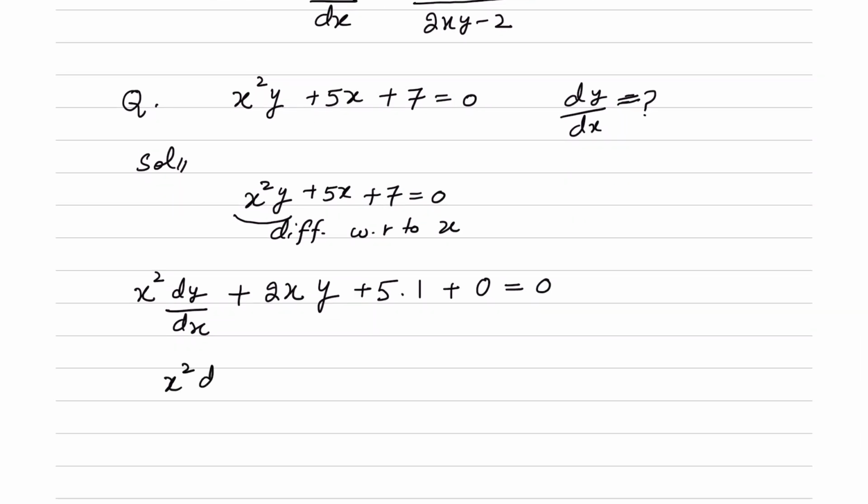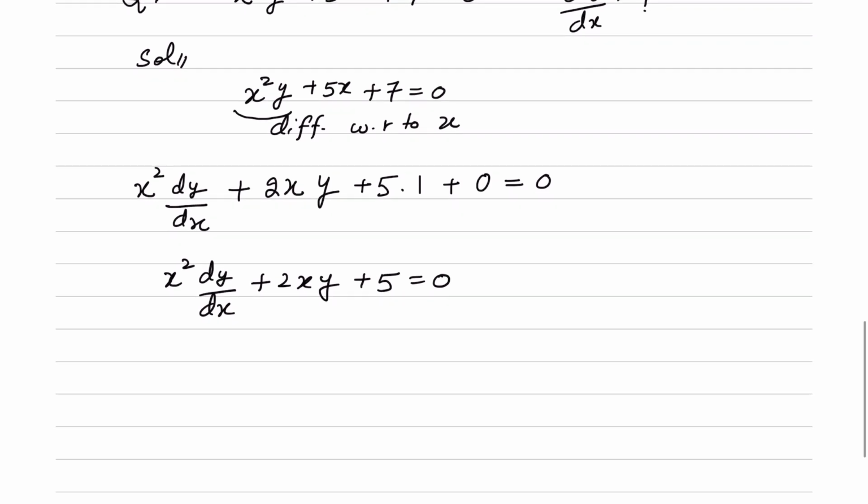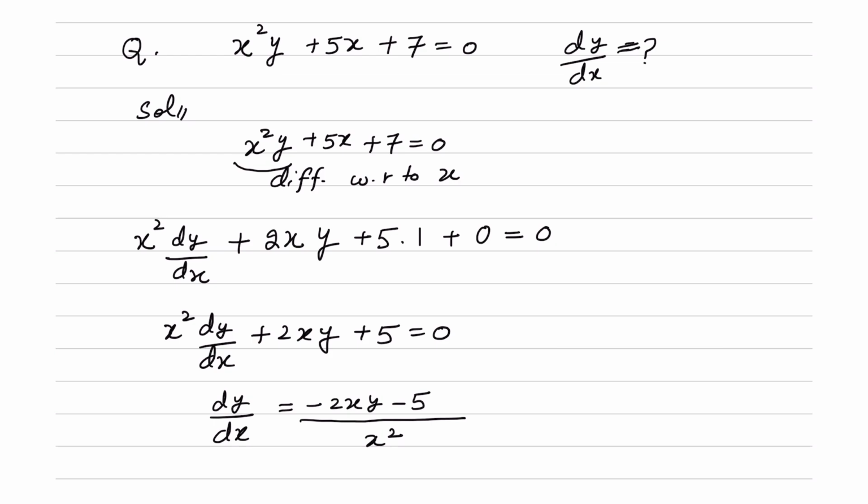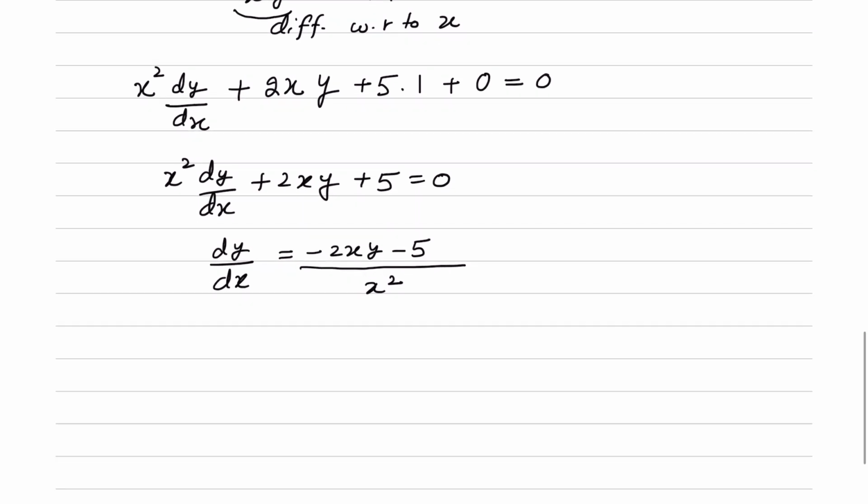So we have x square dy by dx plus 2xy plus 5 equal to 0. Since we are trying to find dy by dx here, we will keep the term having dy by dx on one side, everything else on another side. It gives us minus 2xy minus 5 whole divided by x square. So this is how we find implicit differentiation of the given expression x square y plus 5x plus 7 equal to 0.